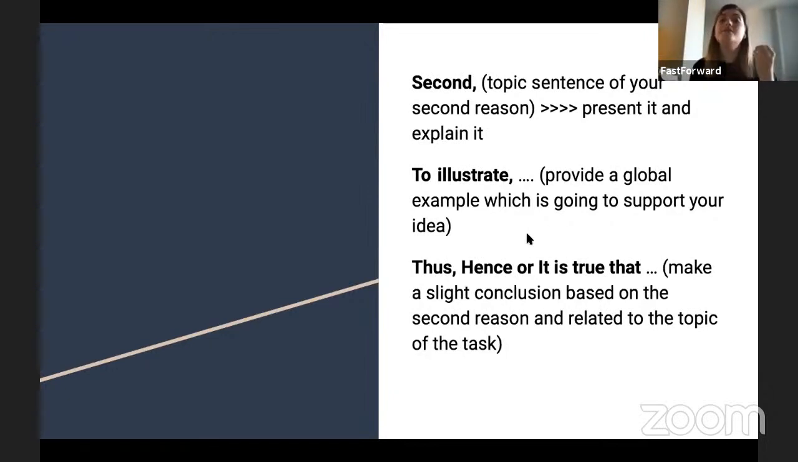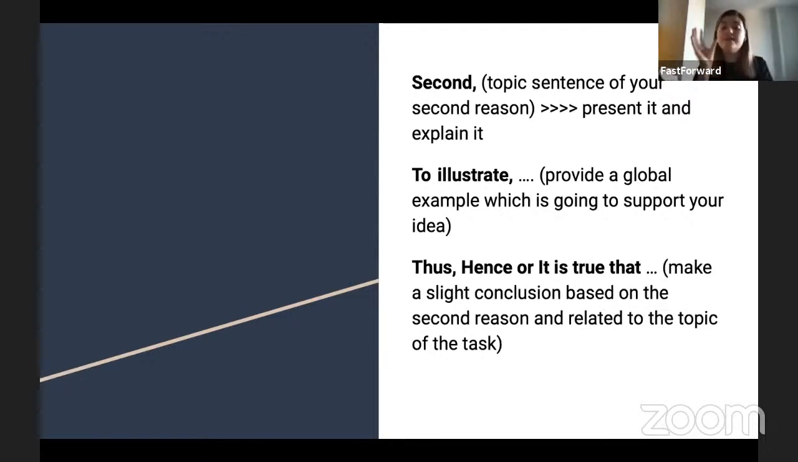So here, again, I'm trying to suggest some other transition words. Here, for example, instead of "therefore," which we used maybe in our first paragraph, here I'm showing "thus" or "hence." Or if you don't like these ones, maybe you don't know them, you don't remember them, you can say, "it is true that." And then again, you're moving back to the main point of your second main reason, okay? This is the idea, all right?